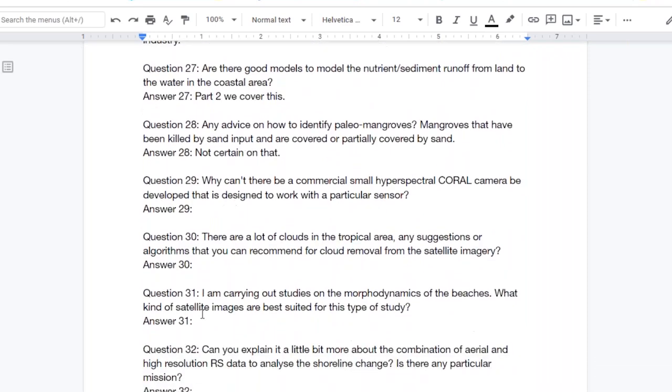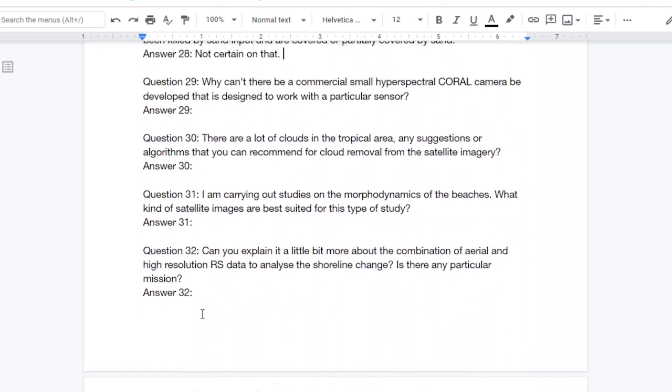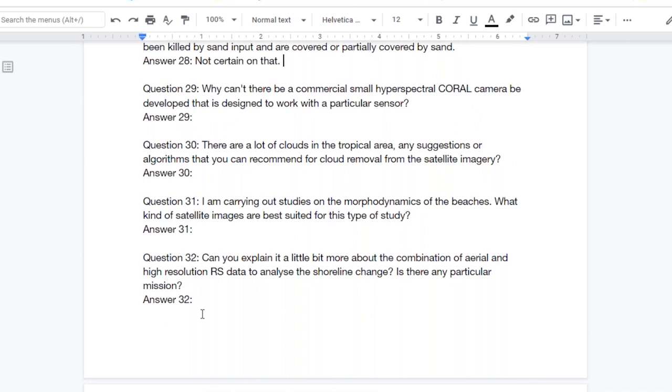Why can't a commercial small hyperspectral coral camera be developed that is designed to work with a particular sensor? There have been some developments on hyperspectral cameras, particularly for drones. They're still very basic. There are a couple out there that were developed for land uses in particular, or maybe applied for coastal areas and particularly for coral reefs.